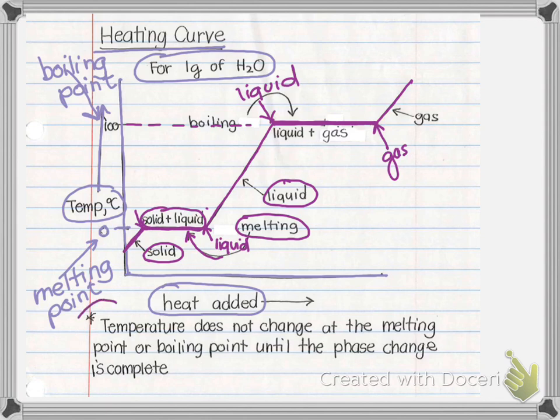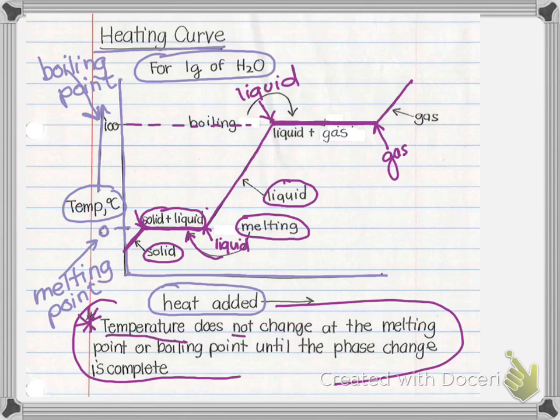The thing that I think is so interesting for you to understand and think about here are those plateaus. The temperature does not change at the melting point or the boiling point until the phase change is complete. So as long as there's two phases present, even if you're adding heat, the temperature remains the same.